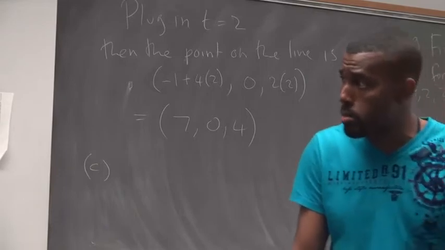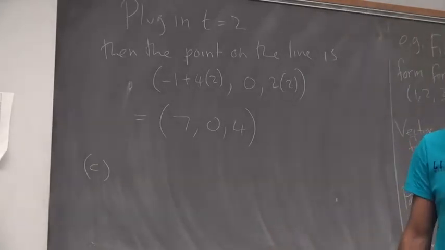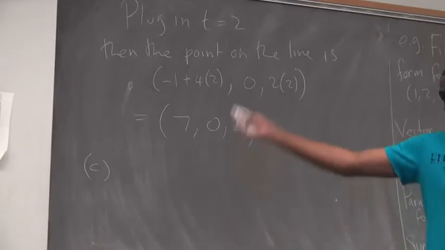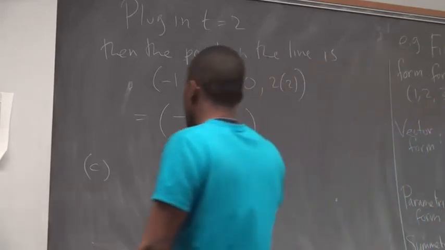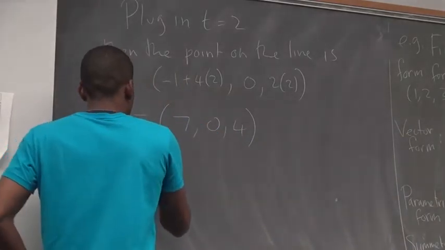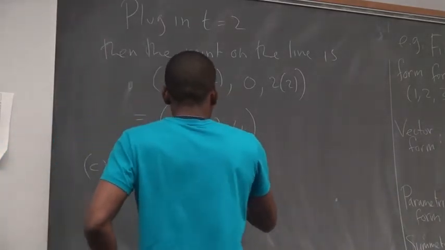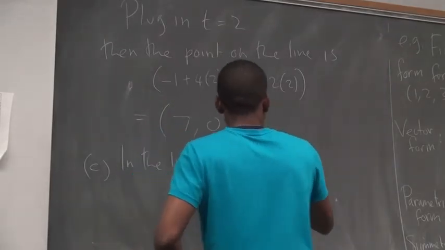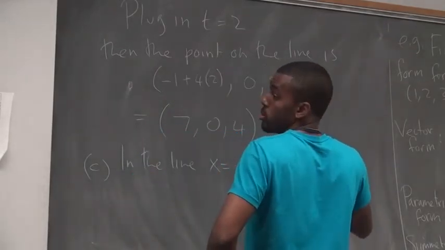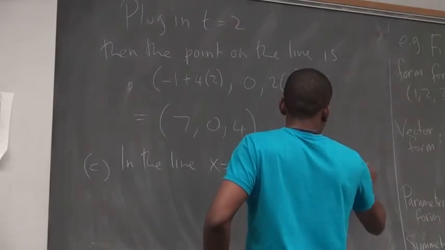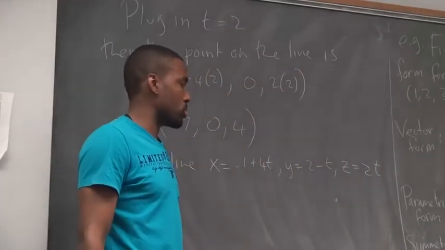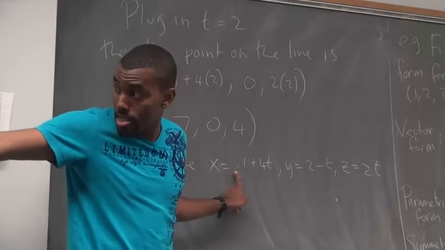x plus 2y minus 3z equals 5. Plug in the coordinates. How about you plug them in, right? So in the line, x is actually equal to minus 1 plus 4t. y is actually equal to 2 minus t, and z is actually equal to 2t. If you're going to intersect something, you set the coordinates equal to each other. So the x here must be the x in the plane.